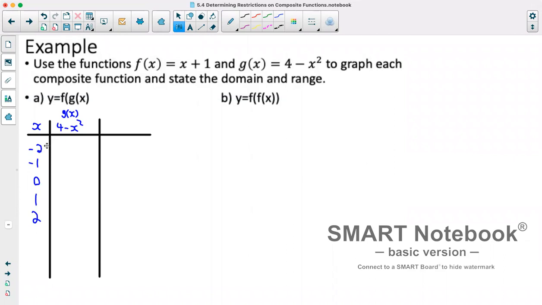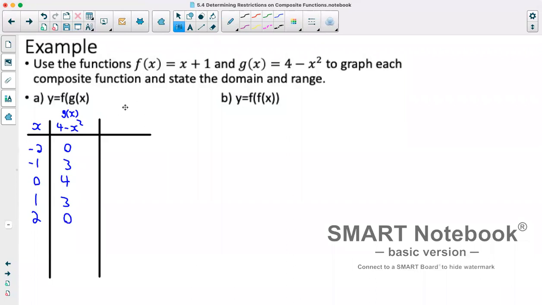So this first one, 4 minus -2 squared would be 0. 4 minus -1 squared would be 3. Or sorry, 4 minus 0 is 4. 4 minus 1 squared is 3. 4 minus 2 squared is 0.